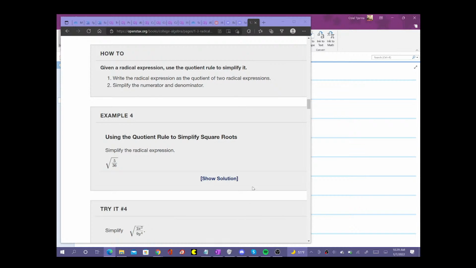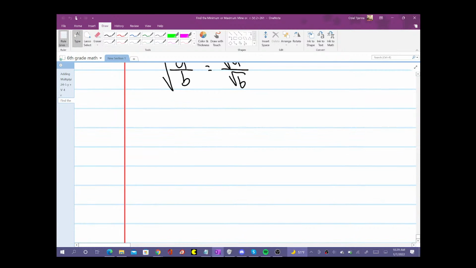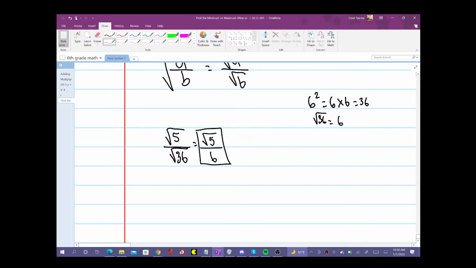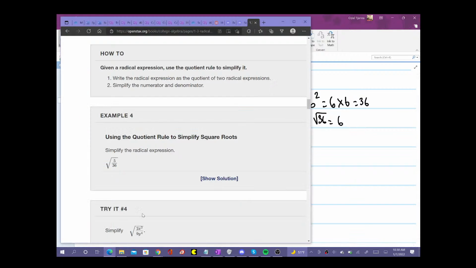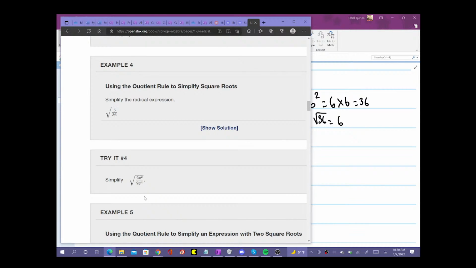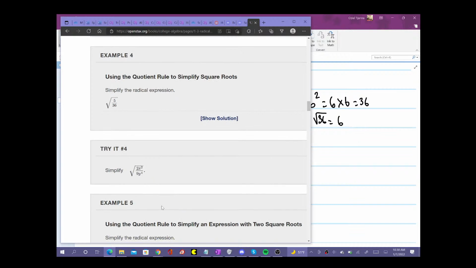So we must know what this is. For example, example 4, the square root of 5 over the square root of 36. We said that 6 squared is 6 times 6, which is 36, right? So that means the square root of 36 equals 6. So this simplifies to the square root of 5 over 6, right? What about the square root of 2x squared over the square root of 9y to the 4th, right?